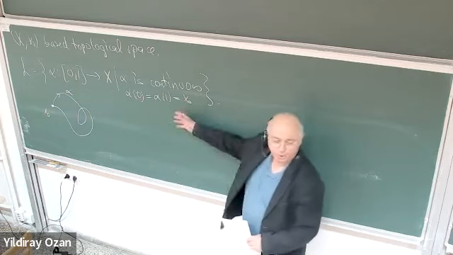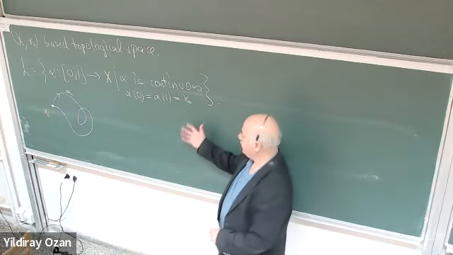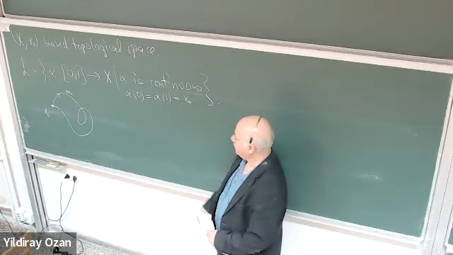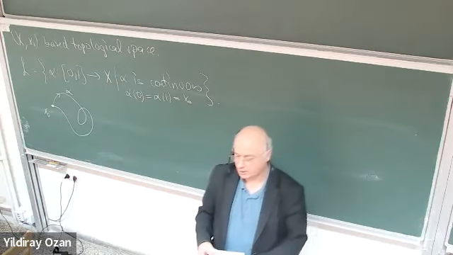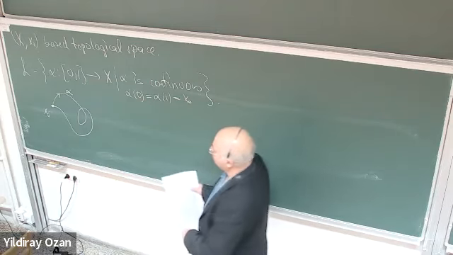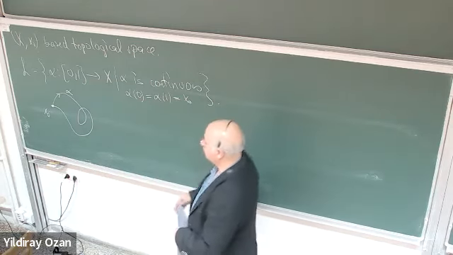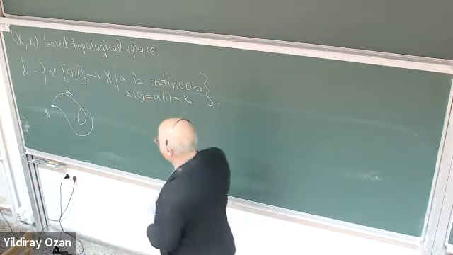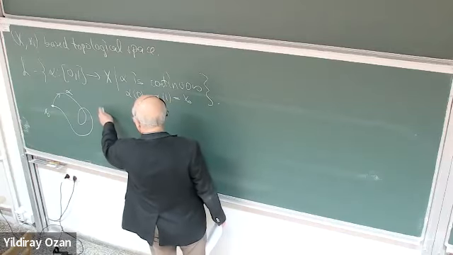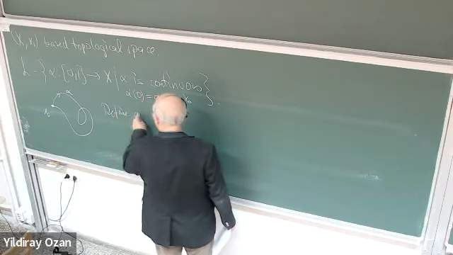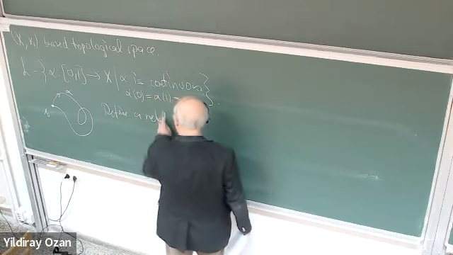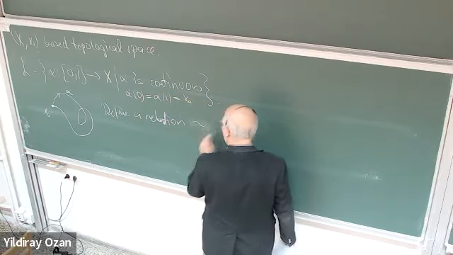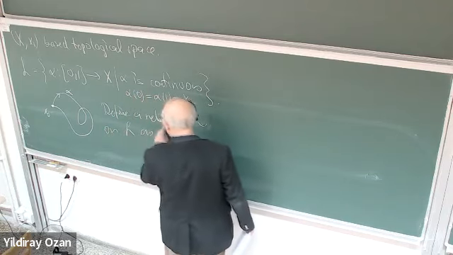We will make a group out of this, but this thing has lots of elements. Its cardinality is just too big, because you take all continuous functions. Therefore, you define an equivalence relation on this to reduce the set to a reasonable size. So define a relation. It will be an equivalence relation on L as follows.